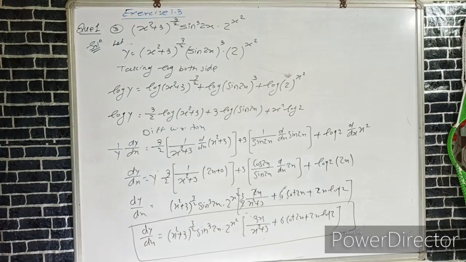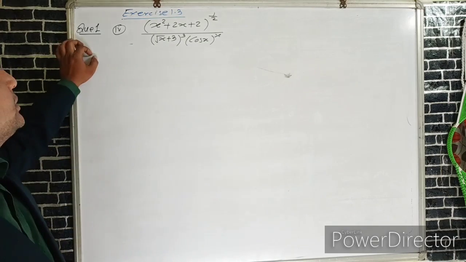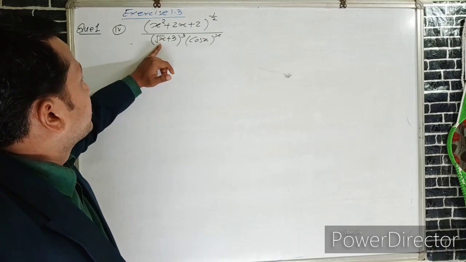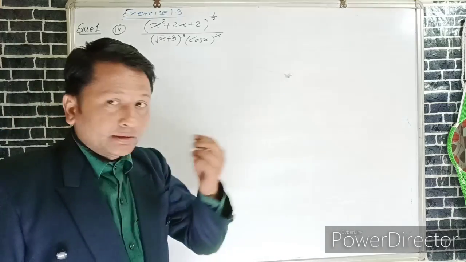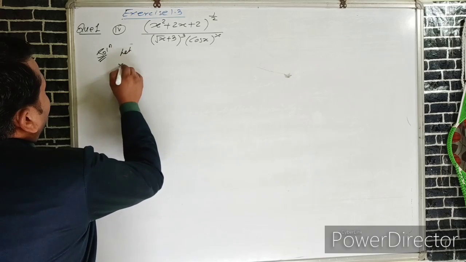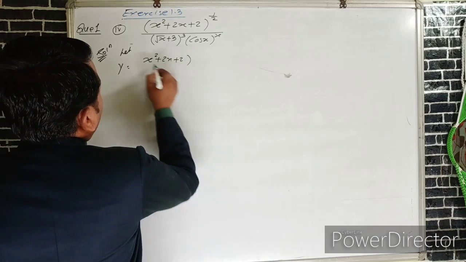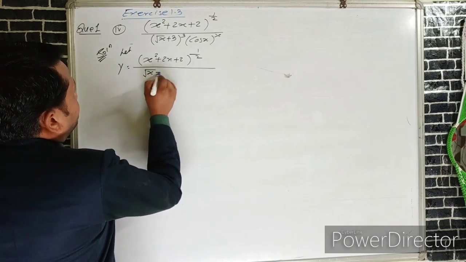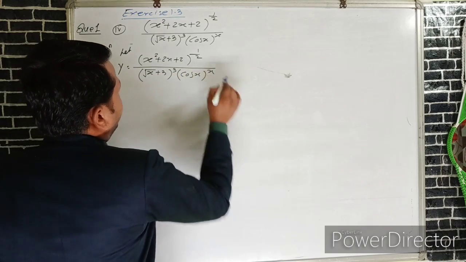Next, example number 4, question number first: x square plus 2x plus 2 whole raised to the power 1 by 2 upon square root of x plus 3 bracket cube into cos of x whole raised to the power x. First we consider the given function y is equal to x square plus 2x plus 2 whole raised to the power 1 by 2 upon under root x plus 3 bracket cube into cos of x whole raised to the power x.